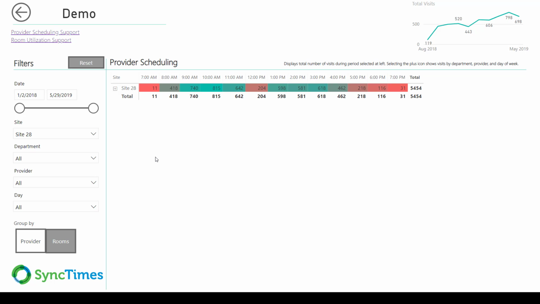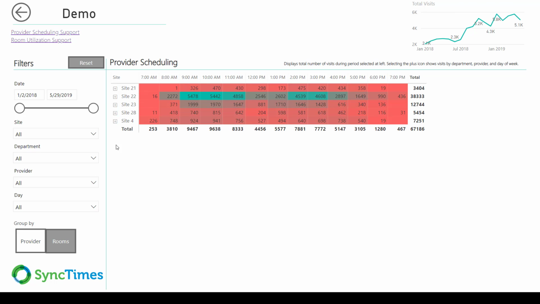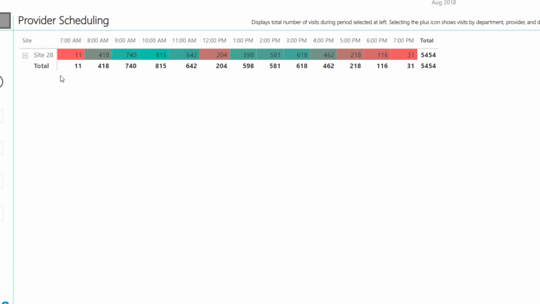To explain this dashboard, it is best to go through an example. Let's say we want to increase visits at a department at site 28. We can filter by site and department here. In general, we can see that 8 a.m. and 4 p.m. are the slowest hours of the day, and 9 and 10 a.m. are typically the busiest. But let's drill down by provider, because oftentimes schedules can be quite different depending on the provider and also by the practice.